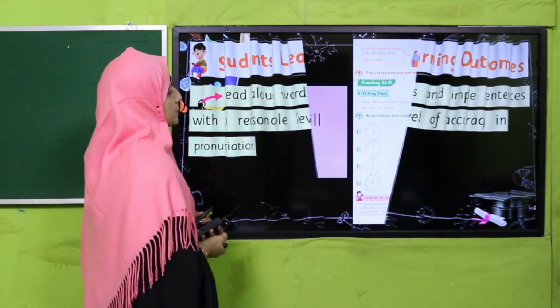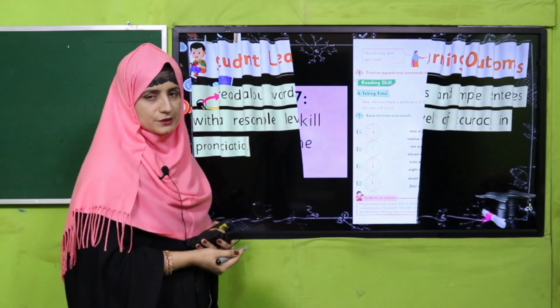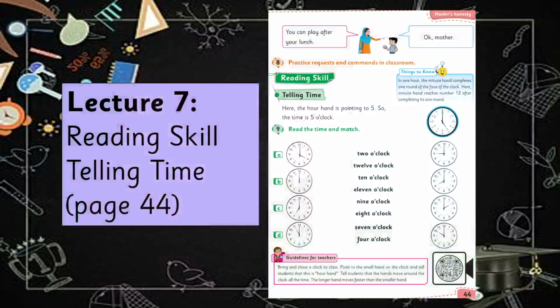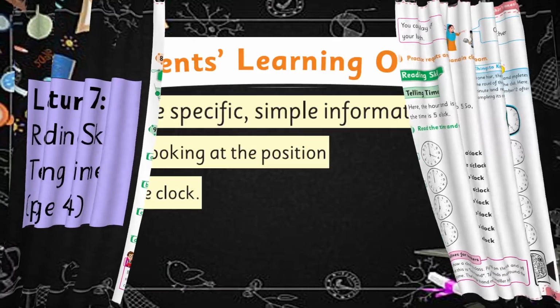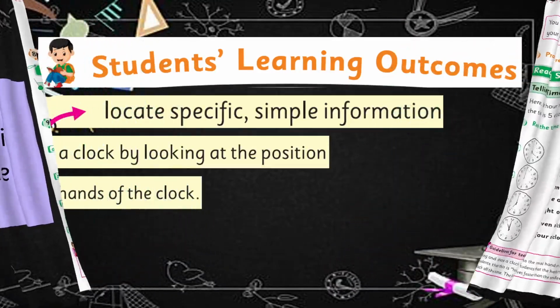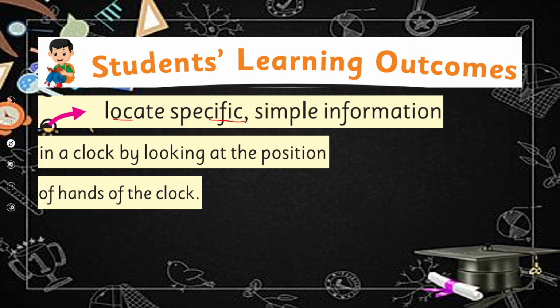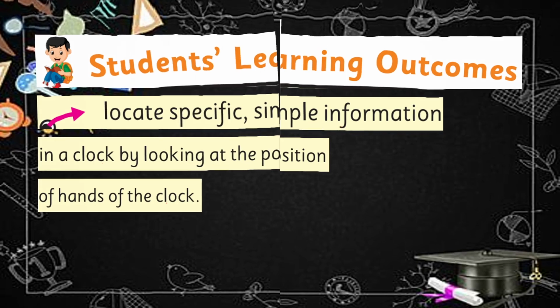In our lecture number 7, we will learn about time, how we have to tell time by a clock. We will cover page number 44, and its SLO will be: locate specific simple information in a clock by looking at the position of hands of the clock.